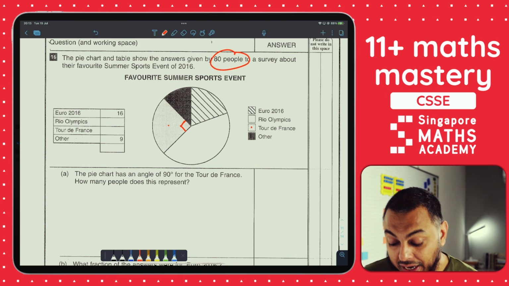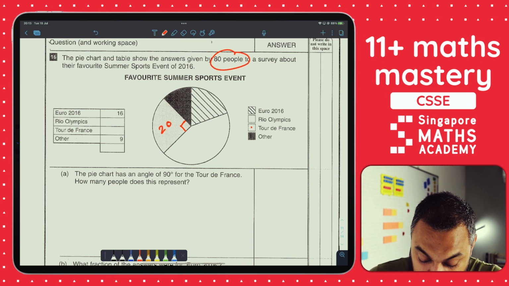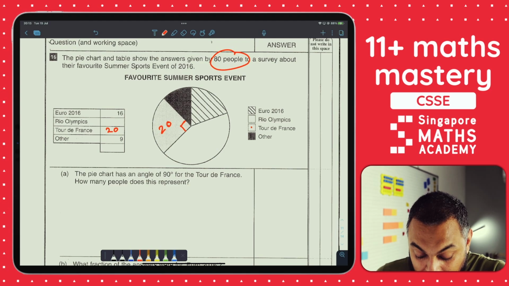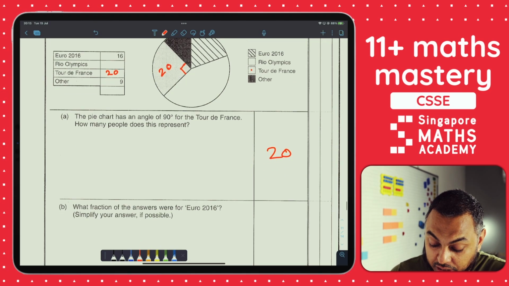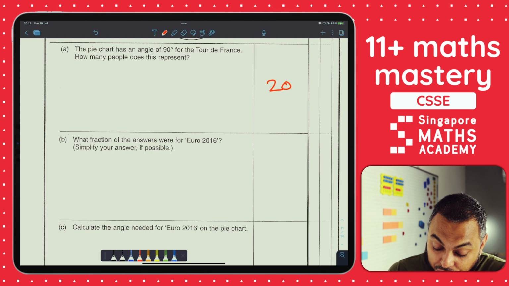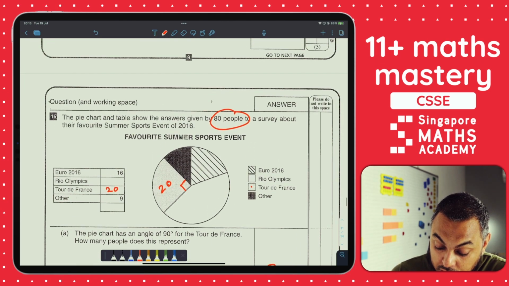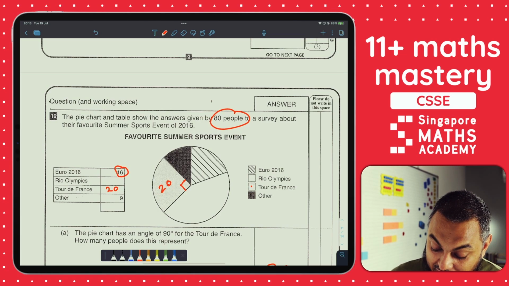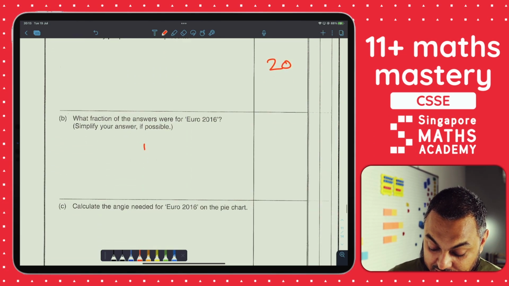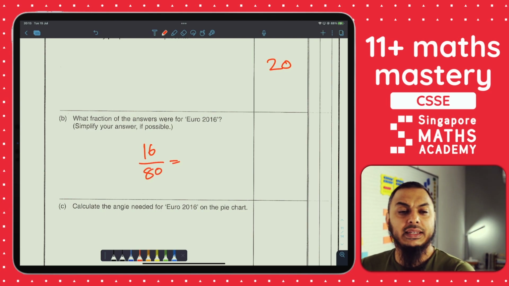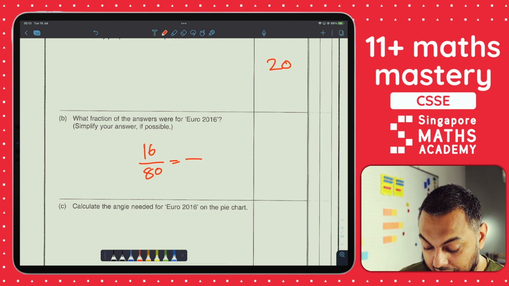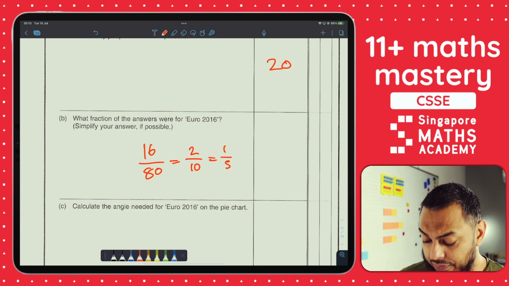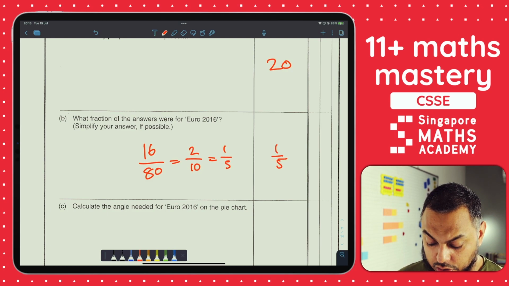That means it's a quarter of 80 people. That must mean this is 20 people. So Tour de France is 20. How many people does this represent? This represents 20 people. The next question, what fraction of the answers were Euro 2016? Simplify your answer if possible. So Euro 2016 is 16 out of 80. Well, I know I can divide 80 by 8 and 16 by 8. So I might have 2 out of 10, but I can simplify that further. 1/5. So a fifth of the people chose Euro 2016.